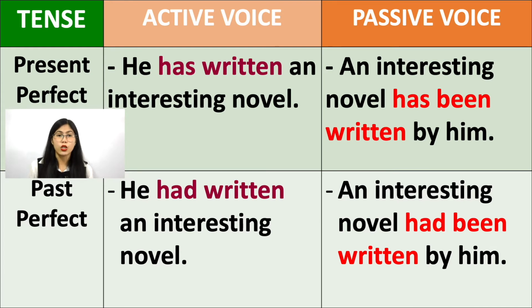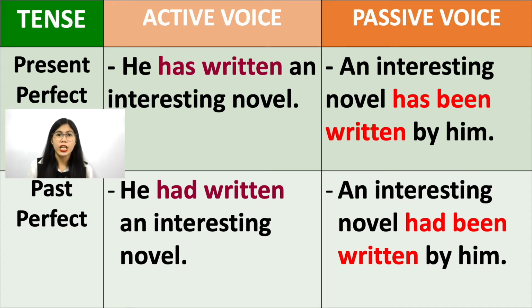As you can see here, we have here has written. This will serve as a clue that this sentence is in a present perfect tense. Now, to change this into a passive voice, you should write, an interesting novel has been written by him. All you have to do is to write has plus been plus past participle of the verb.